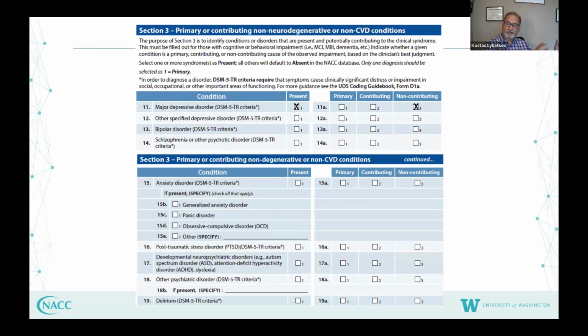So lifelong major depression gets captured in D1A at the end in section three. The person is asymptomatic, so there's nothing to be said about how she's doing right now. Obviously, it does not meet MBI criteria.